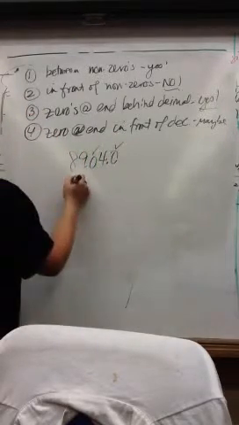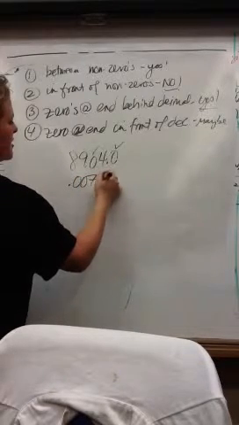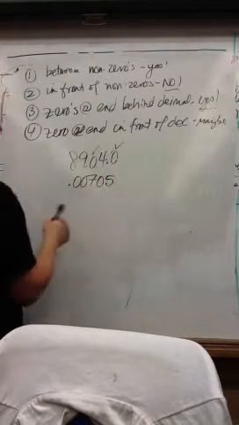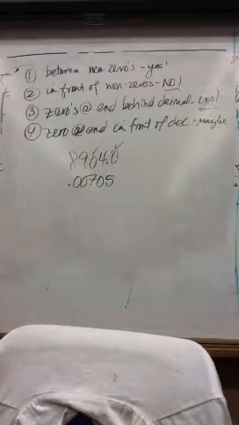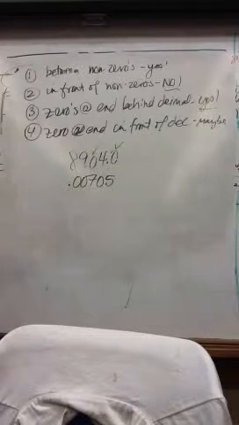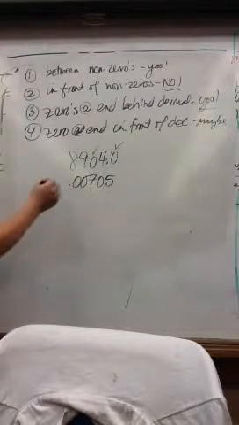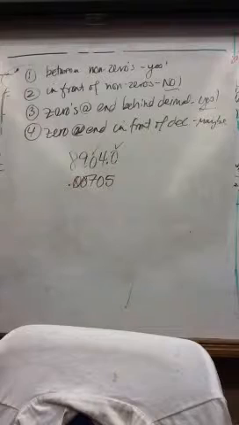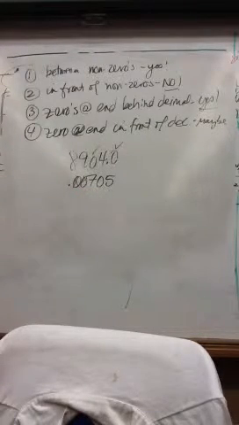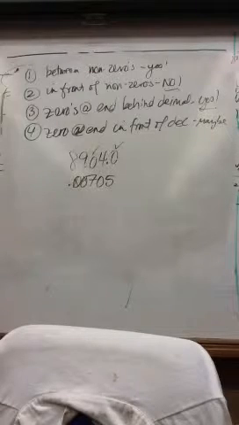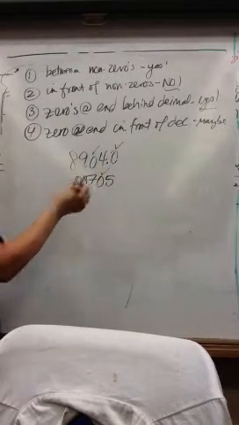All right. 0.00705. Somebody in red or black? Oh my God. Okay. 3. Okay. So which ones are you saying are not significant? First 2. First 2, and based on what rule? Rule 2, and this one's significant. Why? Between 2 non-zeros. Good. Okay.